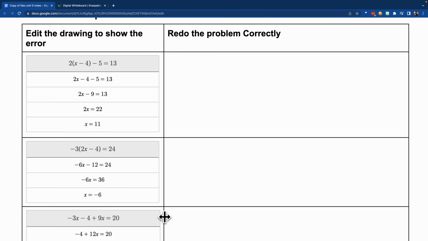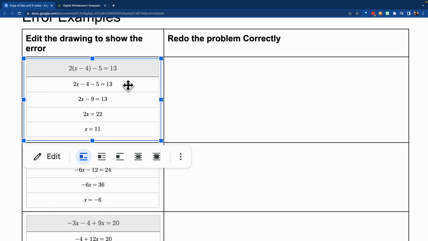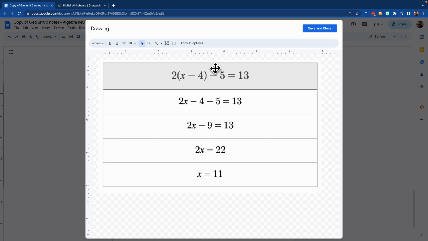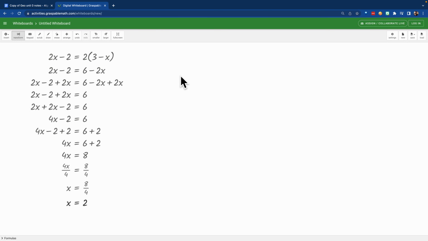All right, now on these bottom ones, what we're looking at is trying to identify the error and then go back and redo the problem correctly. So we're going to do more solving equations with math.new. So when I look at this, I'm trying to see what's going on. It might be easier for me if I go ahead and type it into math.new and see what happens differently. So I'll type in 2 times x minus 4 as a group minus 5 equals 13.